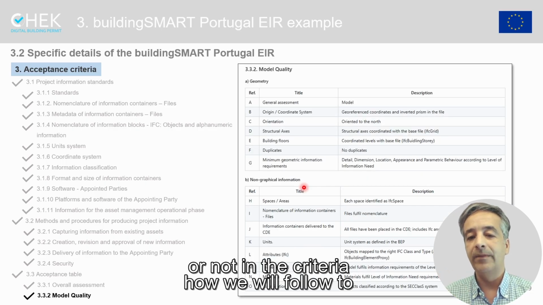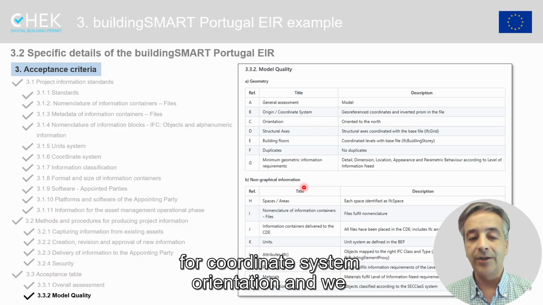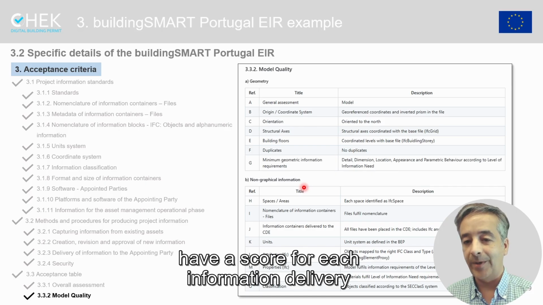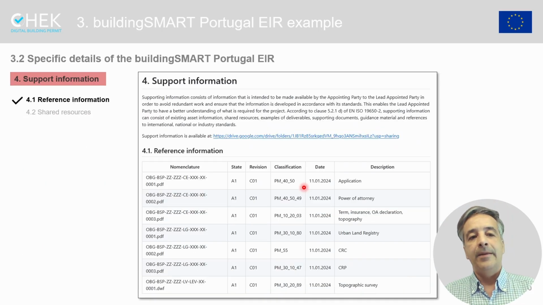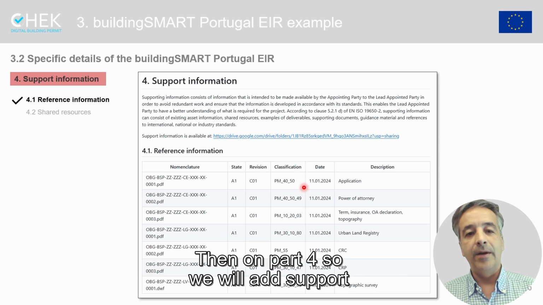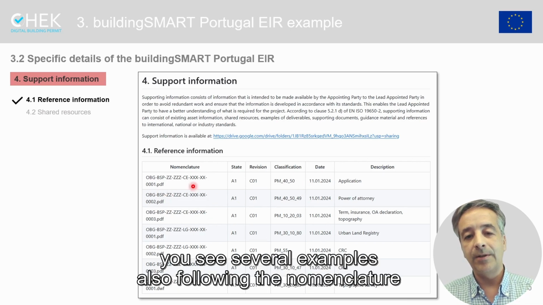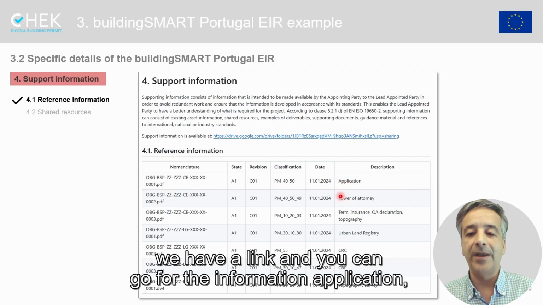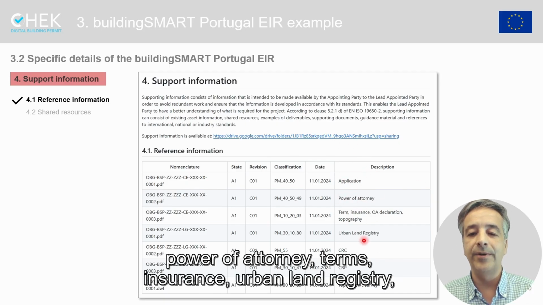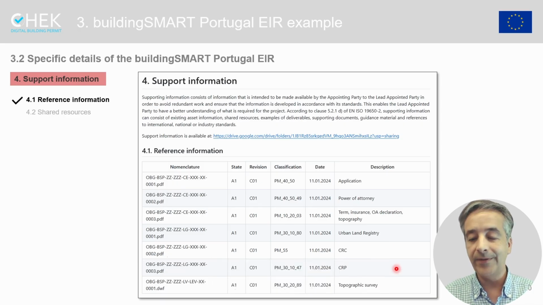criteria, how we will follow to check each criteria for general assessment, for coordinate system orientation, and you have a score for each information delivery, and that will allow quality control. Then on part 4, we will add support information with reference information. You see several examples also following the nomenclature. We have a link and you can go for the information application, power of attorney, terms, insurance, urban land registry, topographic surveys, etc. These are the reference information.